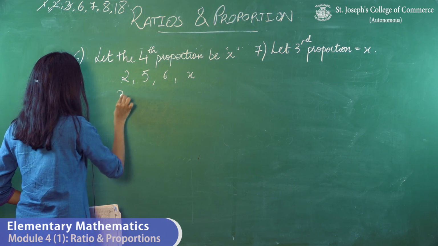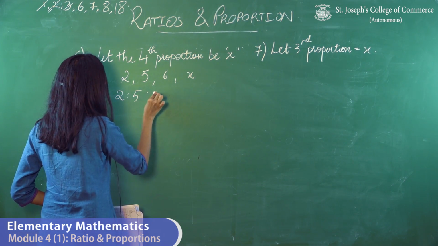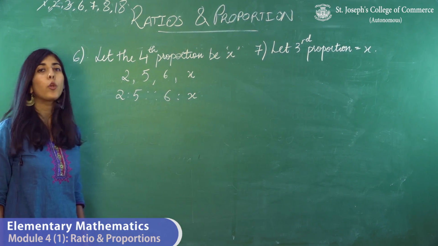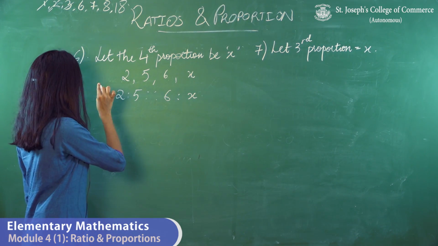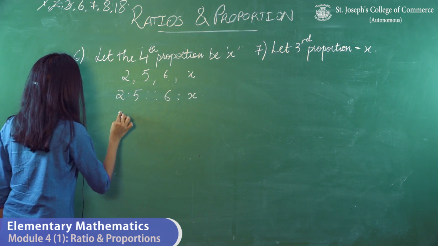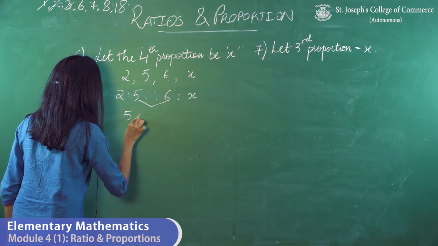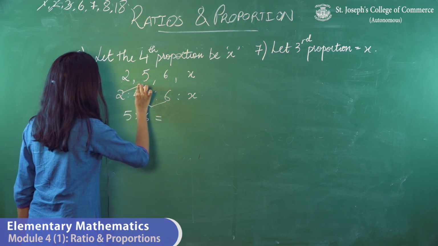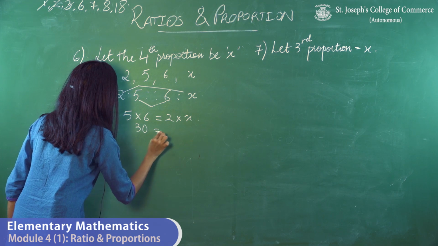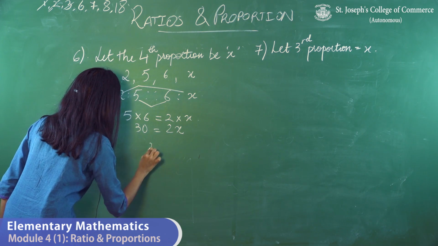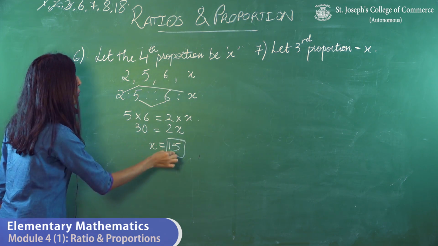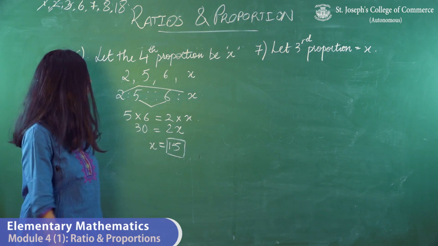Now the way to represent it will be 2:5 is in proportion to 6:x. Now what I need to do next is find the product of the means and equate it to the product of the extremes. Product of means is 5 into 6 and product of extremes is 2 into x. 30 is equal to 2x. Therefore, x is equal to 15. Therefore, the fourth proportion is equal to 15 is how you end the answer.